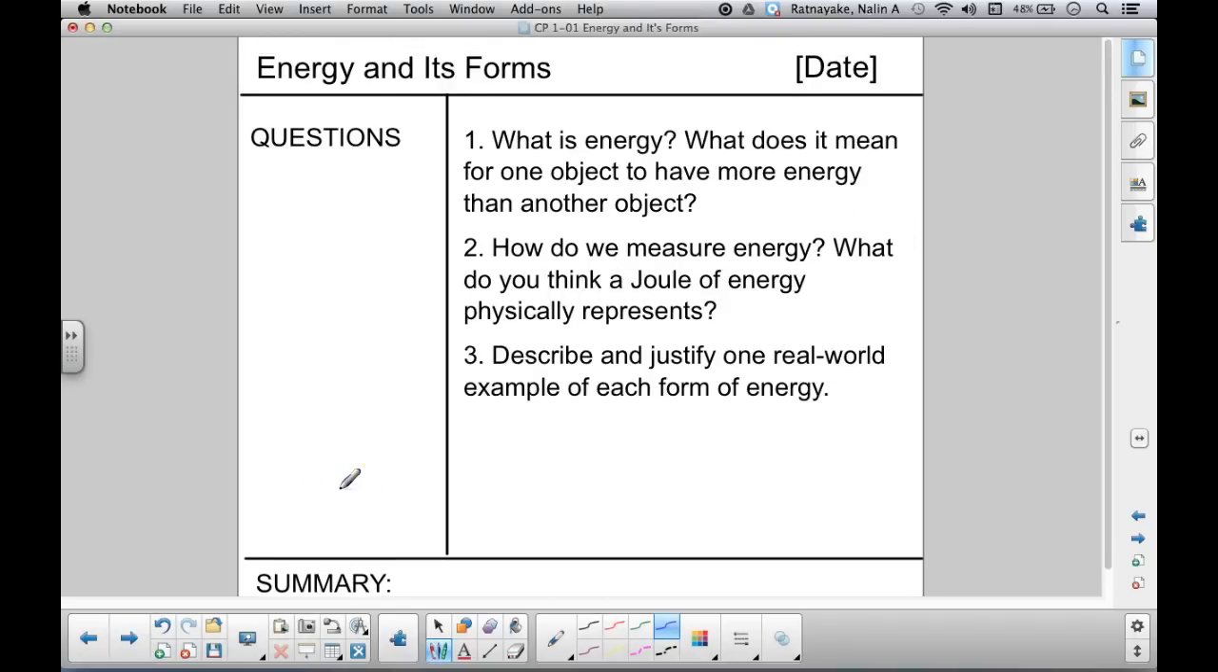And in your notebook, I would like you to write these questions down and answer them. What is energy? What does it mean for one object to have more energy than another object? How do we measure energy? What do you think a joule of energy physically represents? And describe and justify one real-world example of each form of energy.